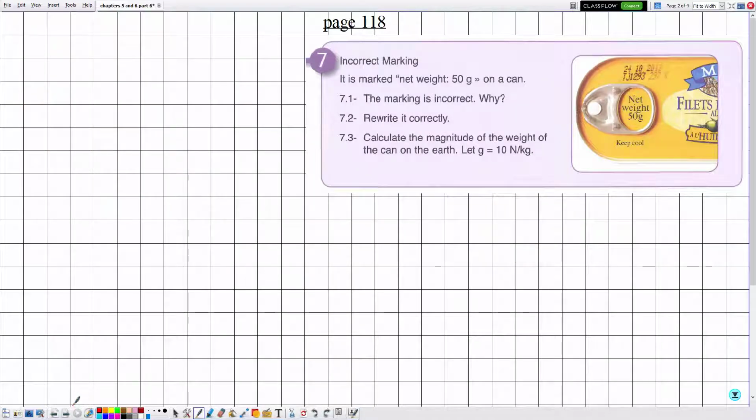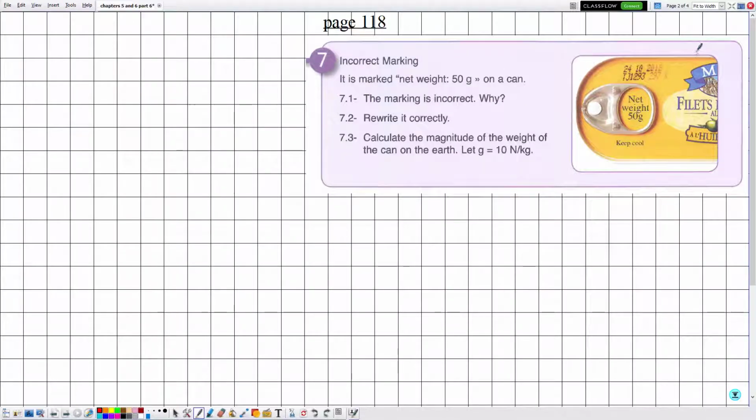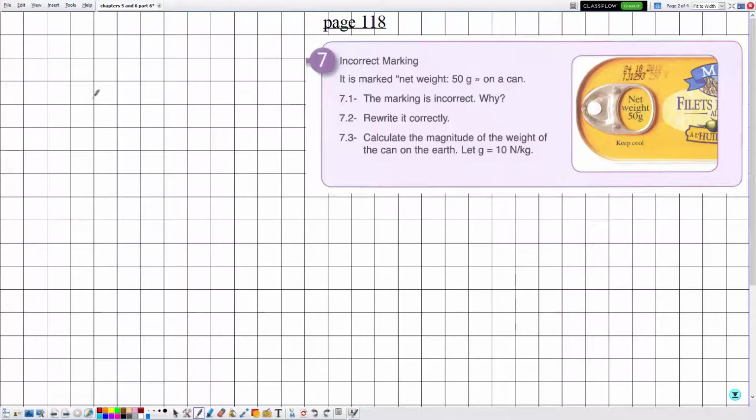Now as for exercise number 7, the title of this exercise is Incorrect Marking. It is marked the net weight 50 grams on a can. Now in 7.1 they are saying that the marking is incorrect. Why?